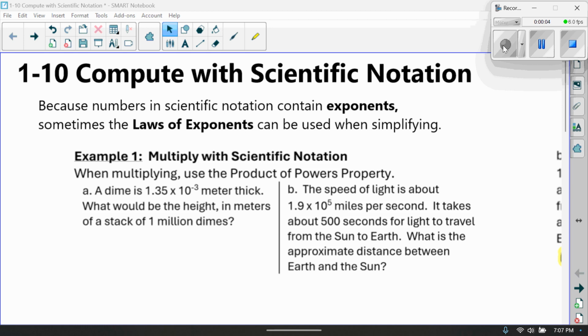Lesson 1-10 is compute with scientific notation. Because numbers in scientific notation contain exponents, sometimes the laws of exponents can be used when simplifying. Just as a reminder, if we are multiplying powers, what do you do to the exponents? You add them. If you are dividing powers, you subtract. And when you have a power raised to a power, you multiply.